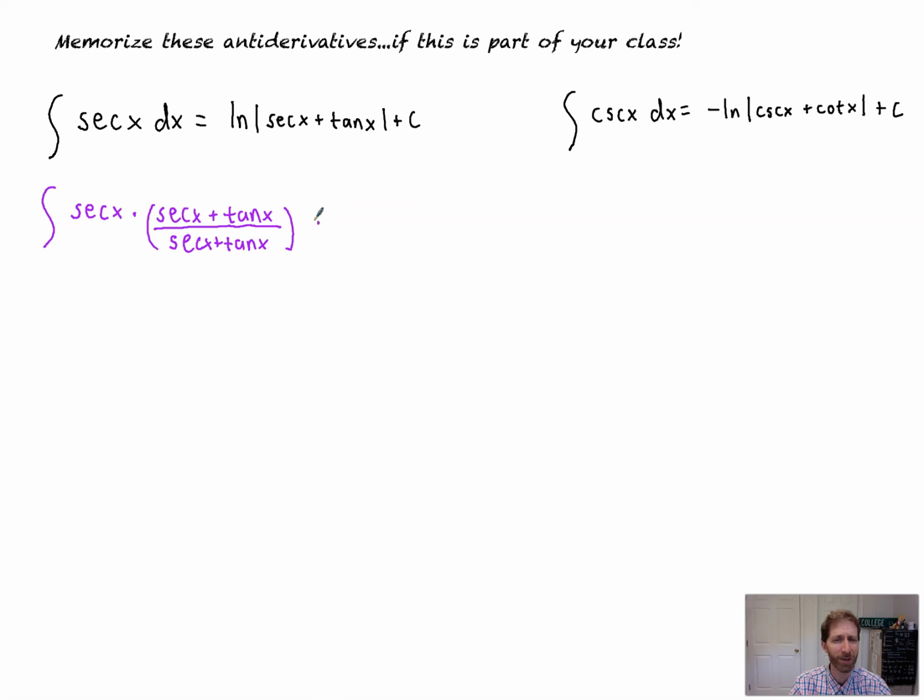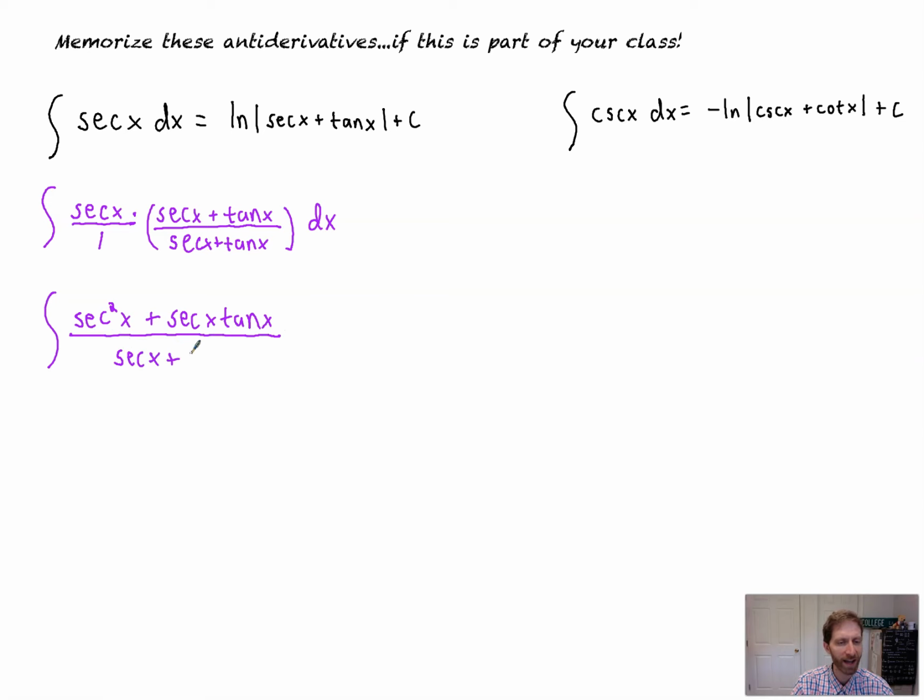And you might be like, yeah, really? Who? What? Why would you think to do that? Well, someone with a lot of time on their hands, obviously. Look what happens. When we distribute this in the numerator, because this technically is over 1, you get secant squared of x plus secant x tangent x. It's actually pretty nifty what happens here. All over secant x plus tangent x.